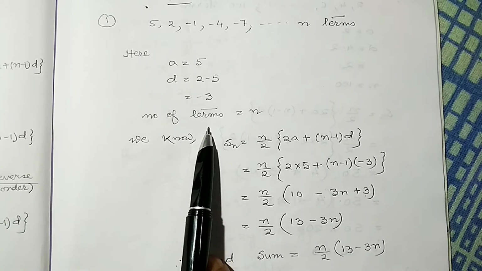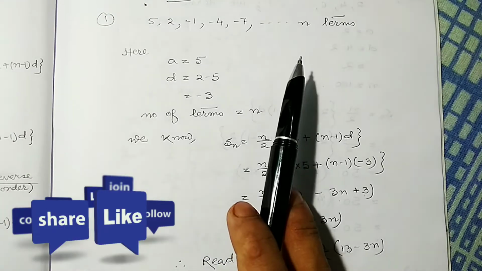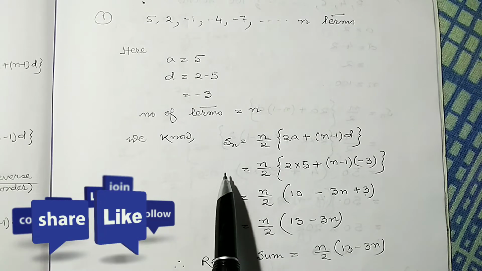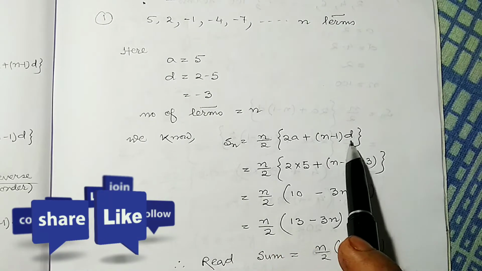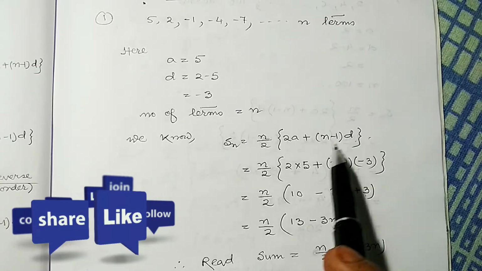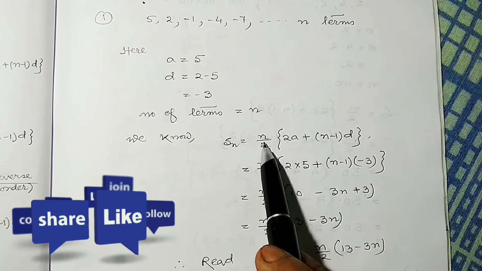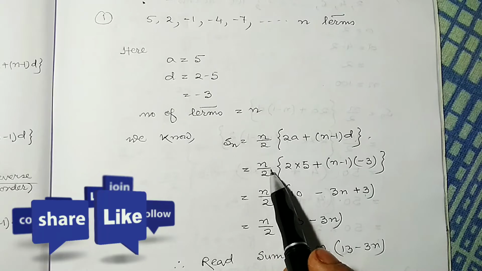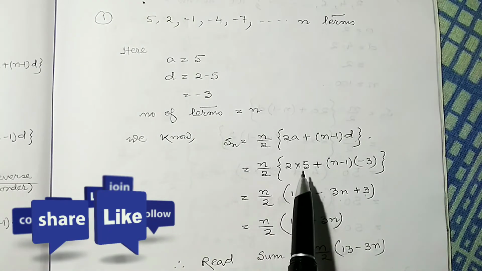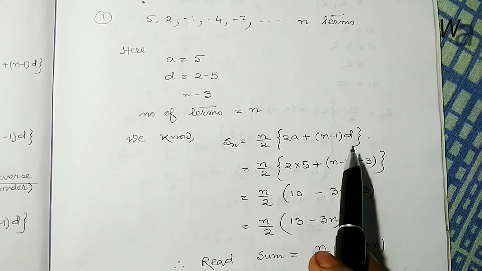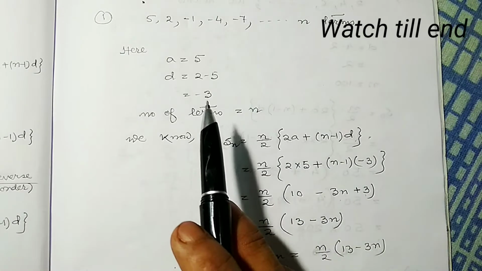Here the number of terms, n, is as given in the question. Now, we know the sum formula: Sn equals n by 2 into twice a plus n minus 1 into d. You have to remember this formula. Here the number of terms is n only, so it will remain n by 2 into twice a, where we replace a by 5, into n minus 1, and we replace d by minus 3.